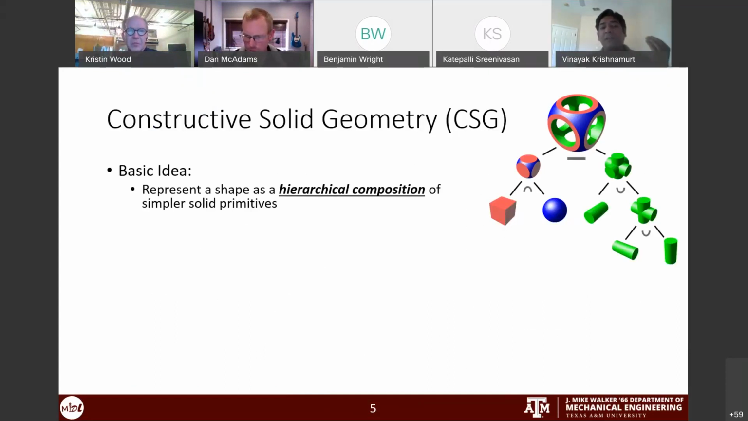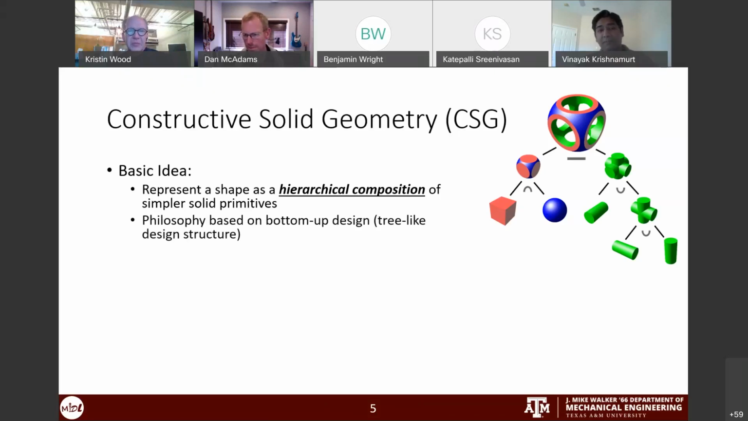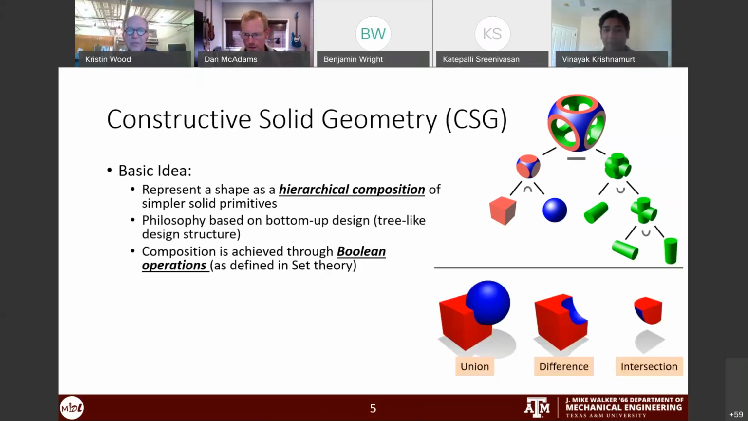So the principle is bottom-up design, right? The philosophy is based on bottom-up design. So you'll see that hierarchy where you go all the way from the very bottom of the tree, and then you ultimately end up with a shape, right? And that composition is achieved through different Boolean operations as we define them in set theory.